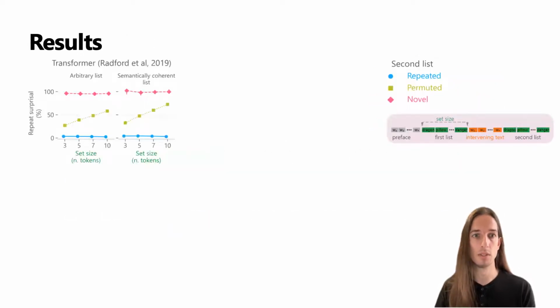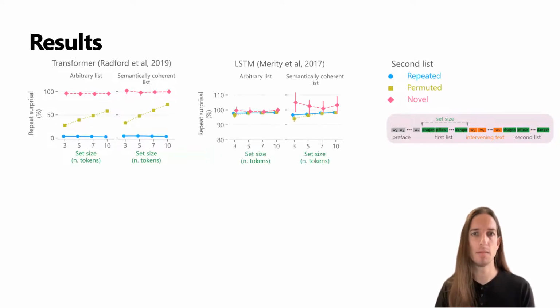Now, to overview the results, when we tested transformer language model across a range of list sizes, we can see that the repeated and permuted lists receive a repeat surprisal of 0 and 50%. Now, these reductions in repeat surprisal indicate memory, and hence the differences across condition indicate that the model representations contain information about word identity and word order. When we tested perplexity-matched LSTM, we could not show a similar effect.